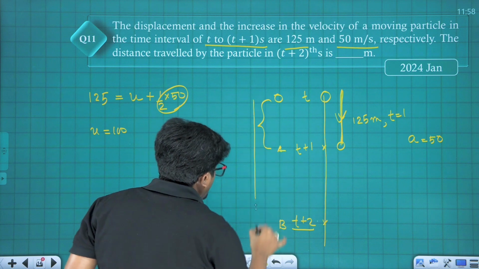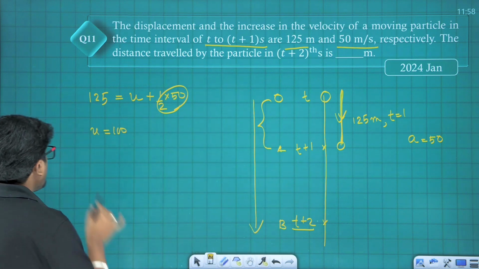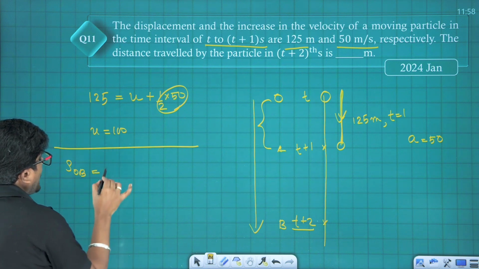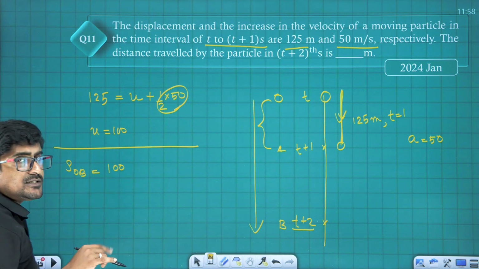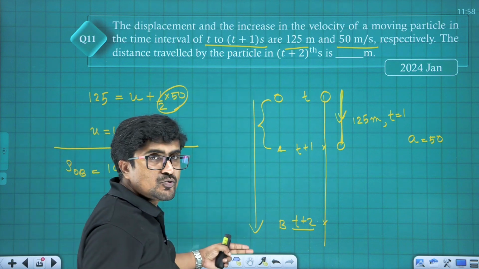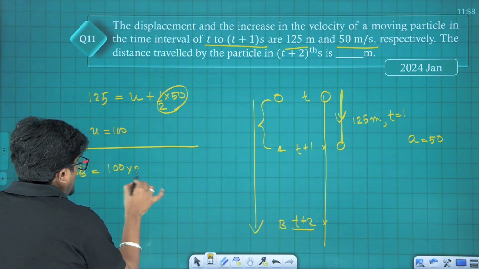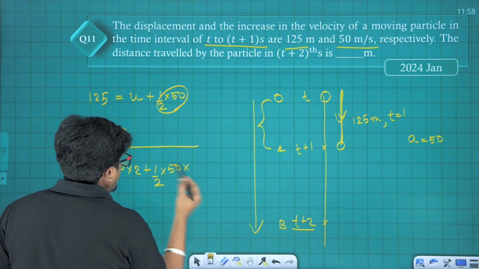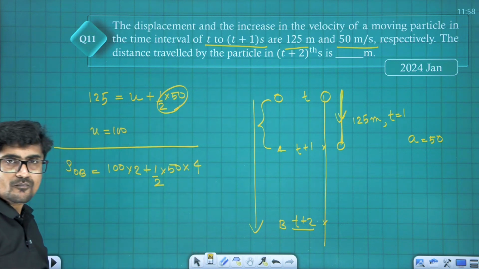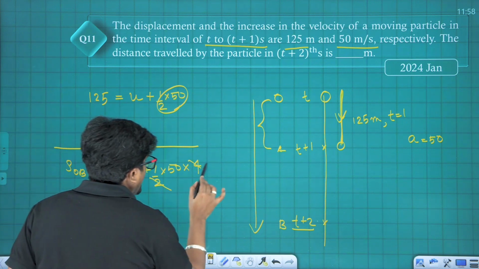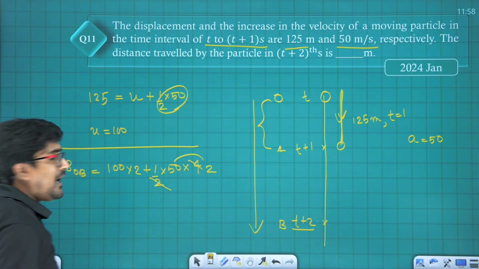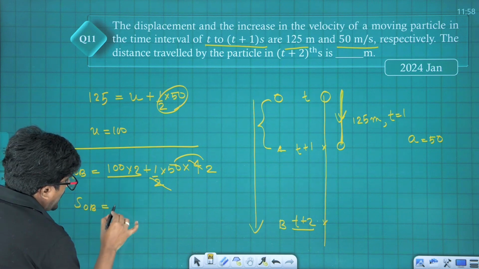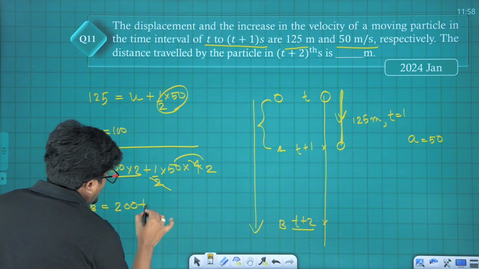Now I am going to consider the journey from O to B. So SOB, the u value we know, it is 100. Again I am going for the relation s is equal to ut plus half at square. Here the time taken is 2 seconds. So 100 into 2, that is ut, plus half of acceleration, 50, into time taken square, which means 4. This one and this one will cancel, it's going to be 2. So here this is going to be 100. So SOB is going to be 2 into 100, that is 200, and I have got 100 here.